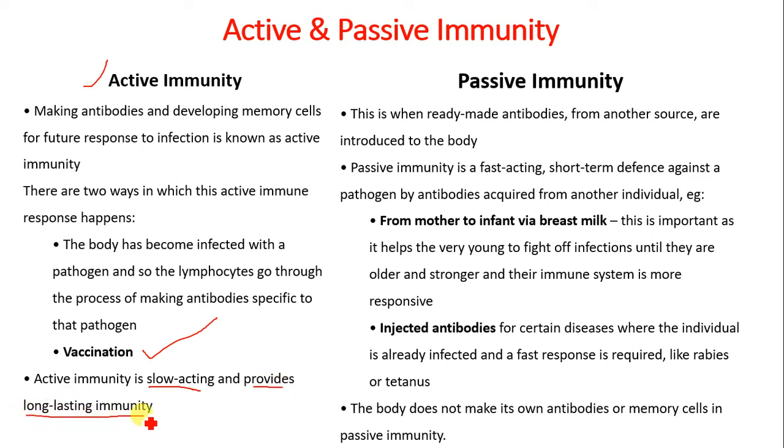In the case of passive immunity, this is when ready-made antibodies from another source are introduced to the body. Passive immunity is fast acting, a short-term defense against pathogens by antibodies acquired from another individual. An example is from mother to infant via the breast milk.